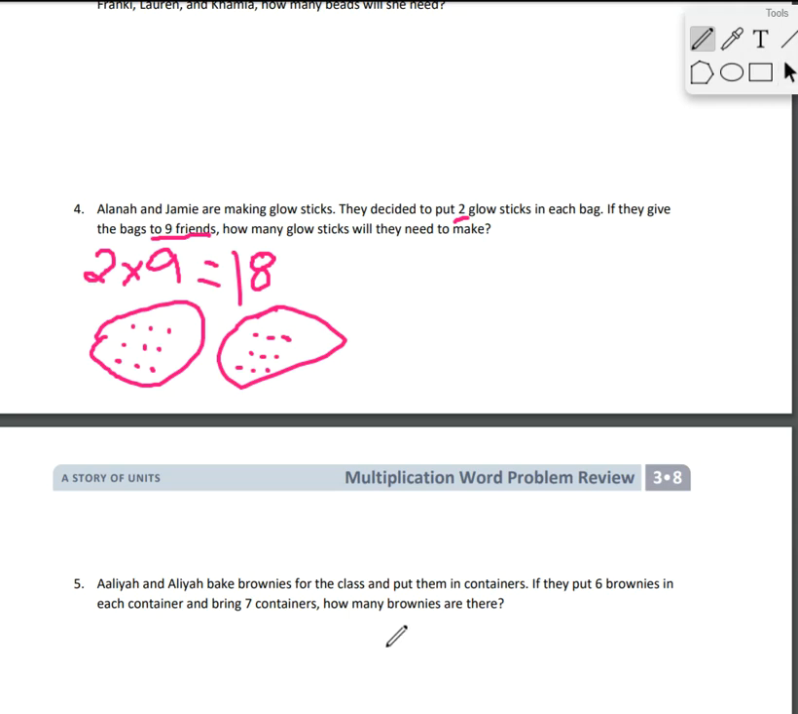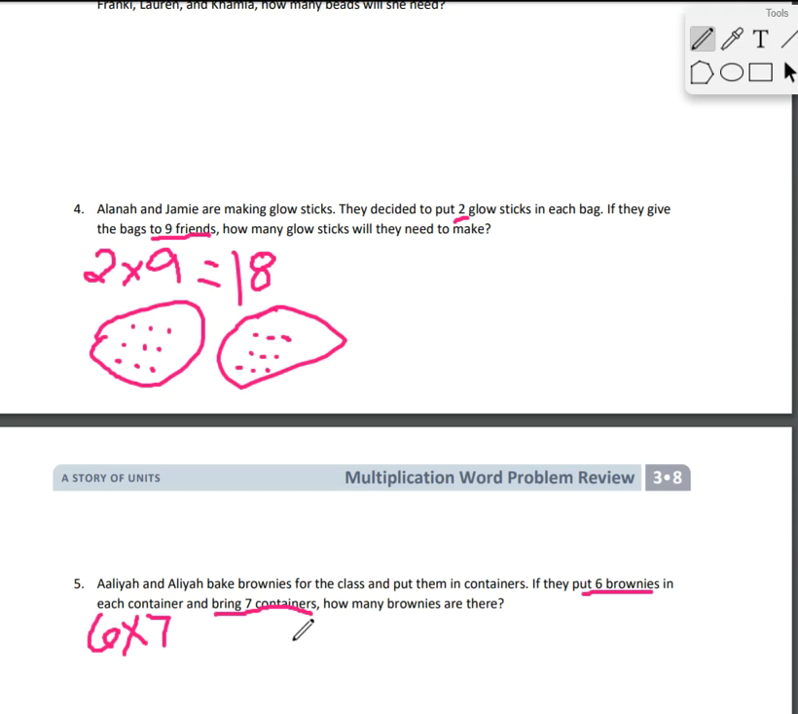All right, problem 5. Aaliyah and Aaliyah bake brownies for the class and put them in containers. If they put 6 brownies in each container and they bring 7 containers, how many brownies are there? So we've got 6 brownies in a container, and we have 7 containers holding 6 brownies. So we know it's 6 times 7. You could do 7 groups of 6. You can do 6 groups of 7, whichever way you want to set this up.